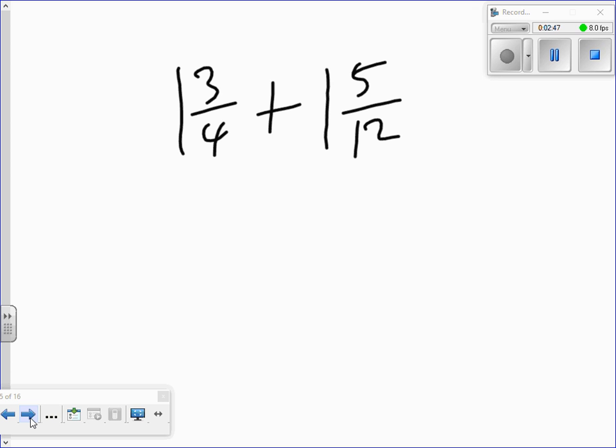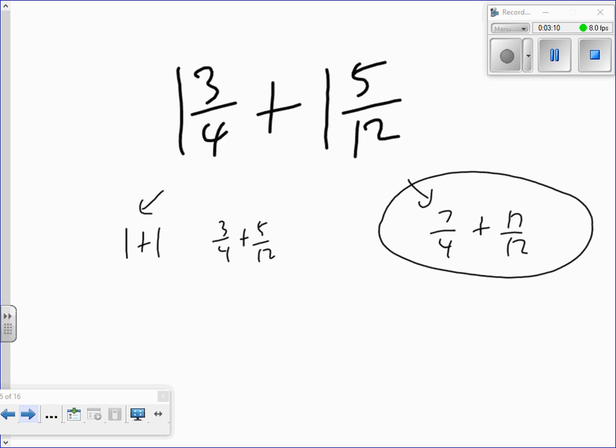The next question gives you 1 3/4 plus 1 5/12. There are two ways to do it. The first way would be to simply add your whole numbers and then add your fractional parts and then combine the two at the end. The second way is to simply convert both into an improper fraction and then find your common denominator. I prefer this way only because when you do subtraction in mixed fractions, it works for it as well. You're not trying to remember two ways to solve it. You just remember one way.